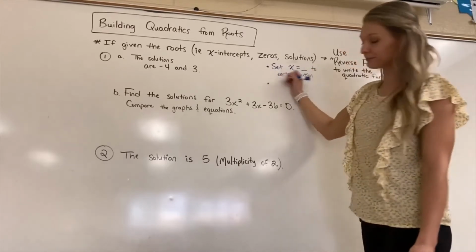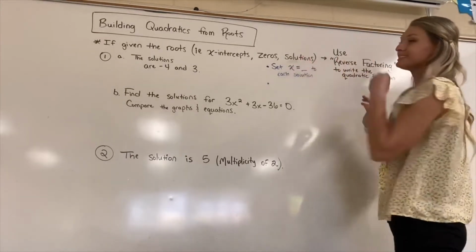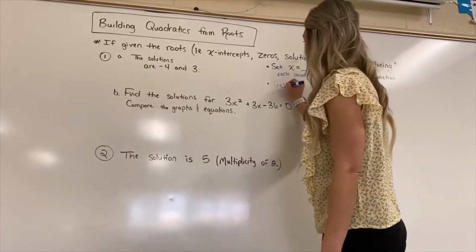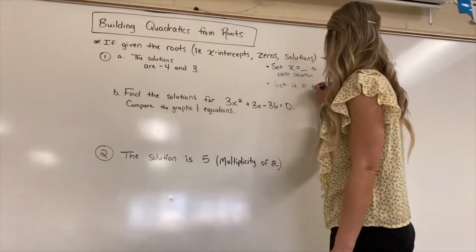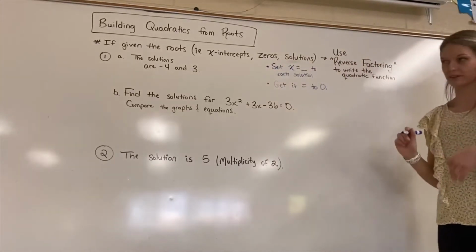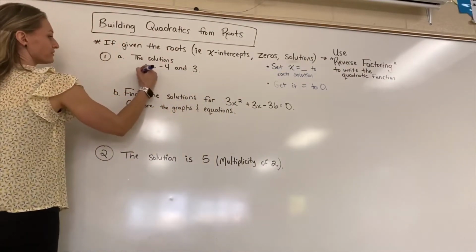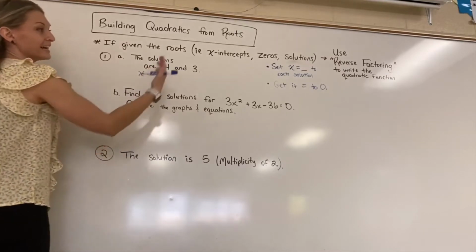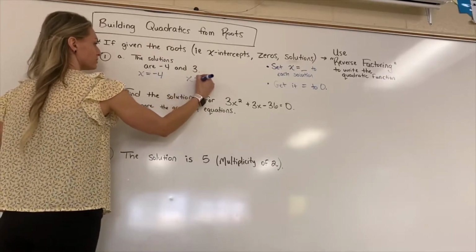And then after that, you are going to get that equal to 0, because remember, you're undoing it. Get it equal to 0. That's actually the part that reverses what was done. Okay, so let me show you what I mean. We know that one of the x-intercepts is -4, so you're going to set x equal to -4. And then the other x-intercept or solution was 3, so you're going to set x equal to 3.